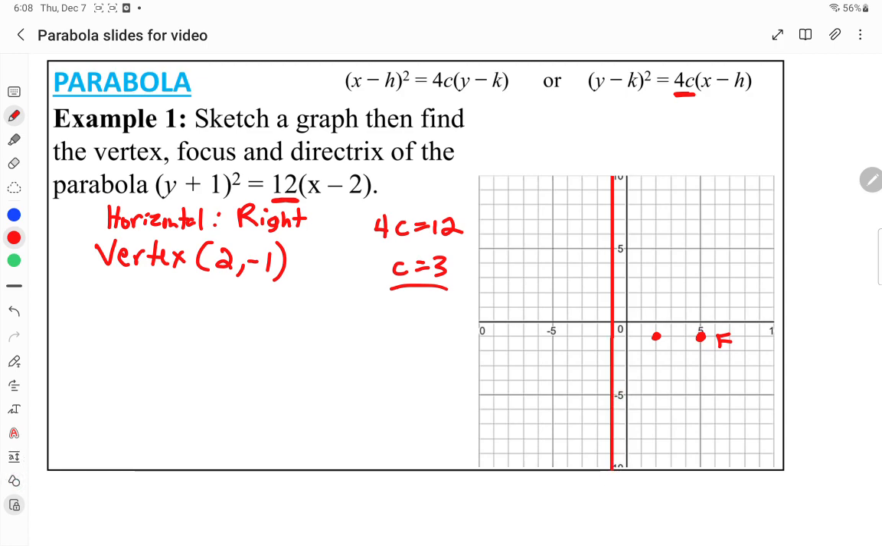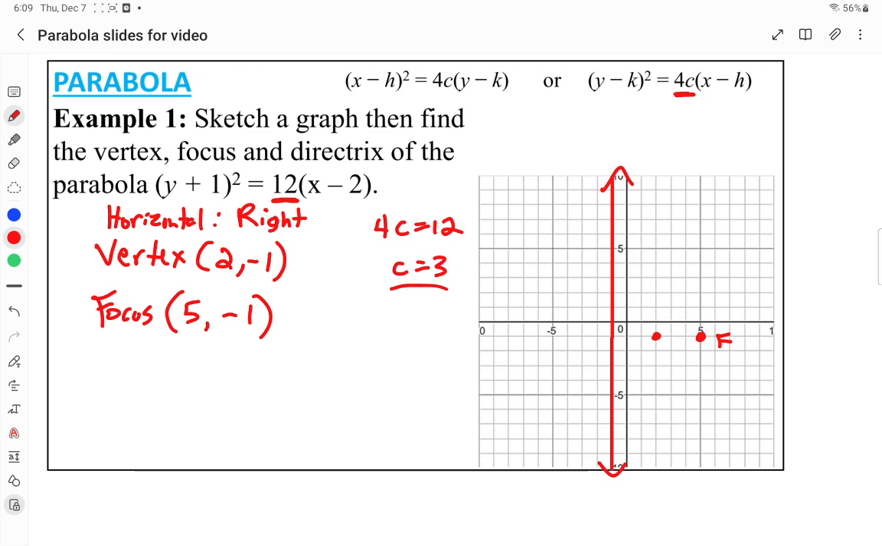There we go. All right, there's my directrix. I have my focus. I'm going to list my focus: 5, -1, because I add this c value to the x value of my vertex. Now, the last part is I've got to finish off this parabola.